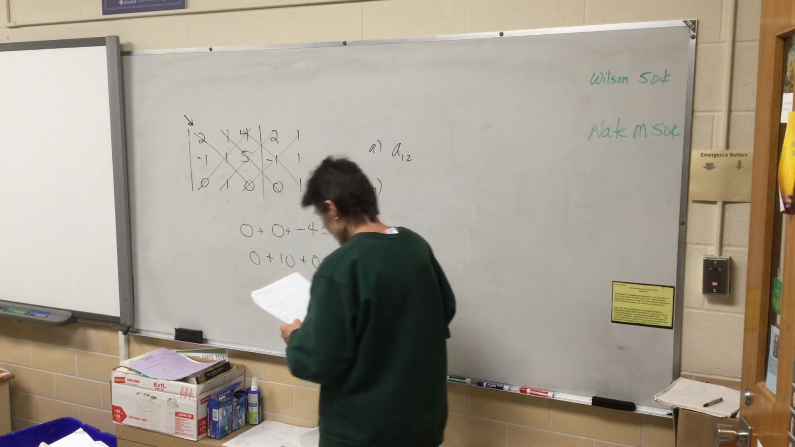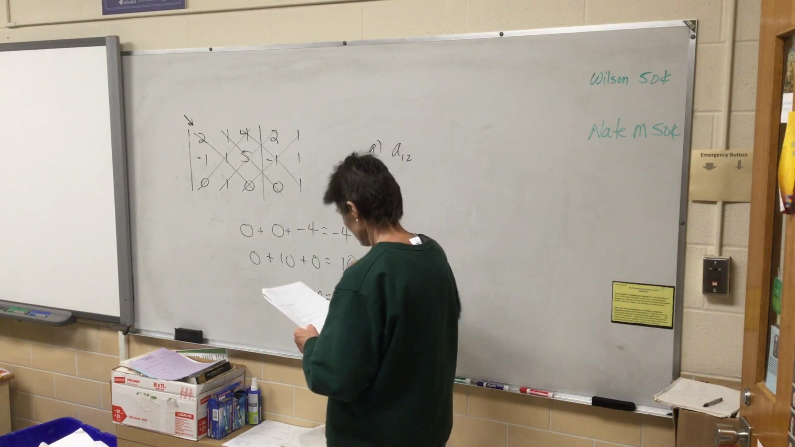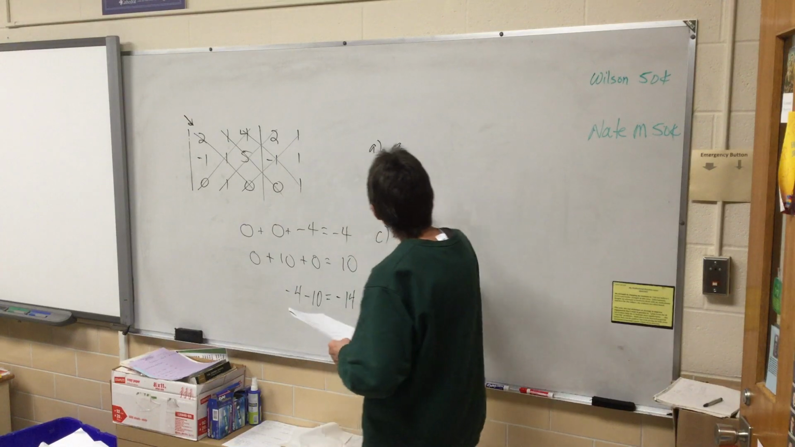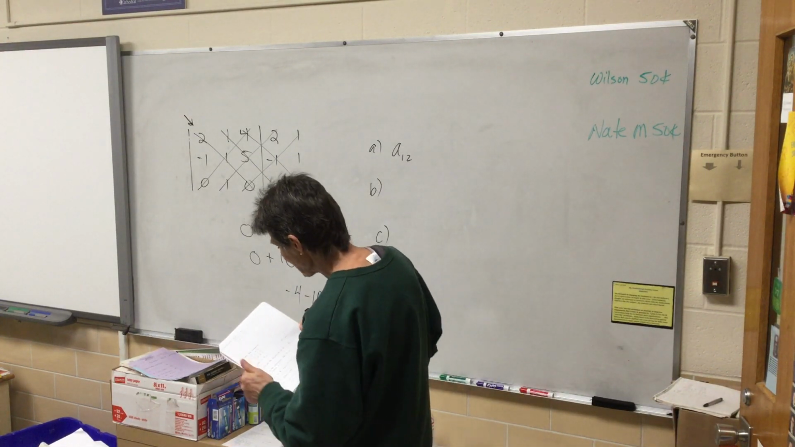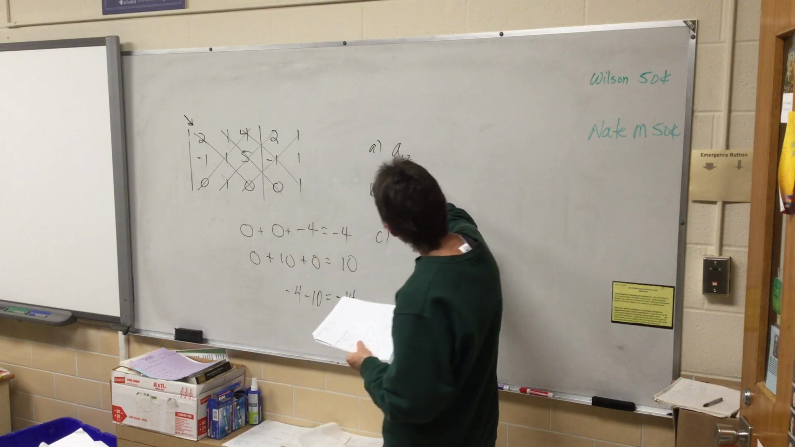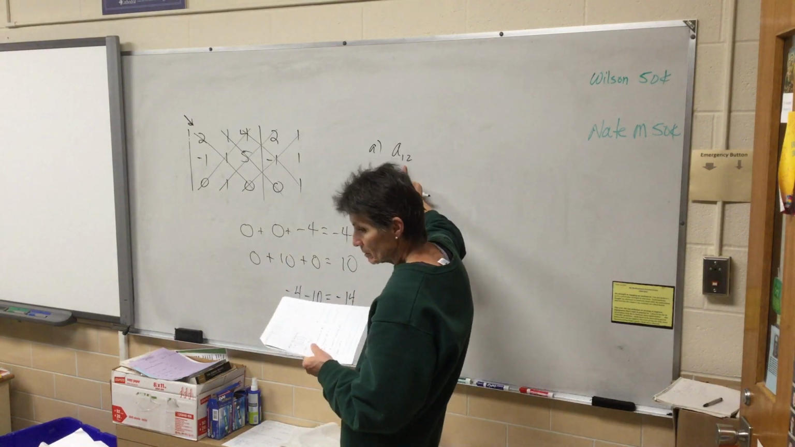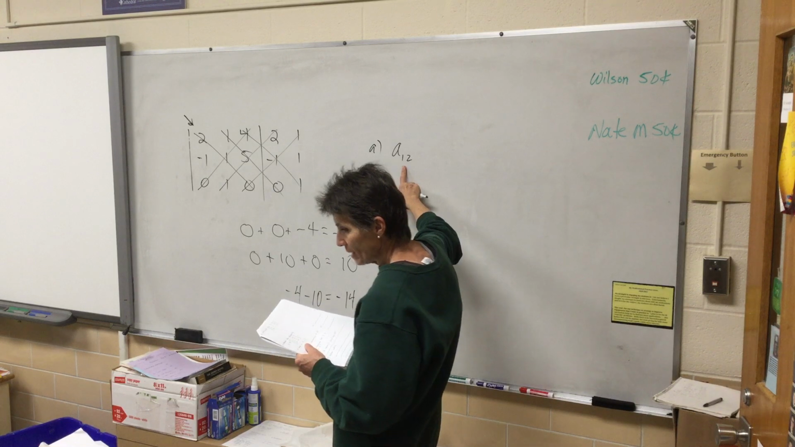All right, so here we go. I'm going to do my little vocab section now. So matrix A is given. What is A sub 1, 2? What's the number that's A sub 1, 2?